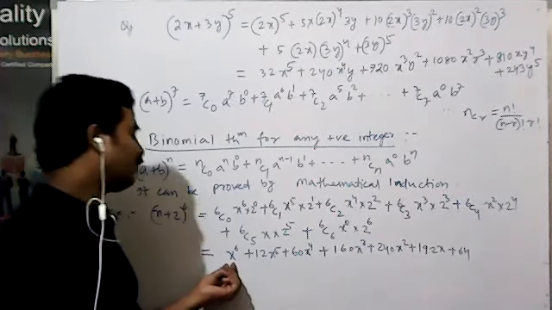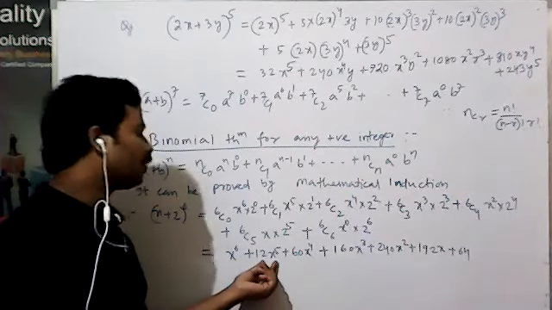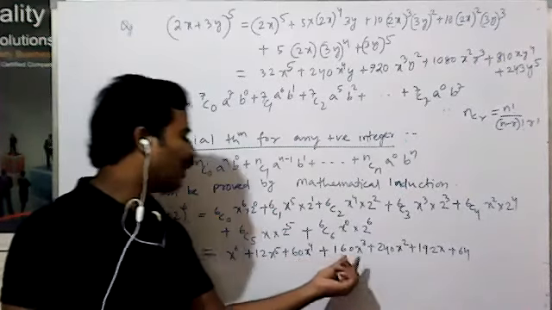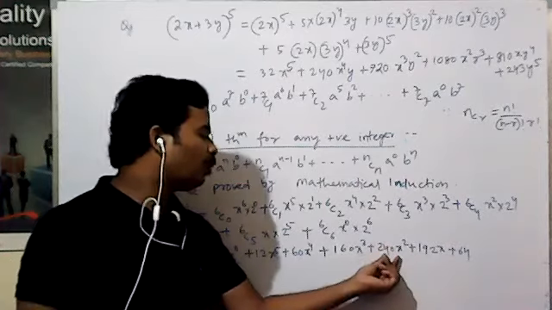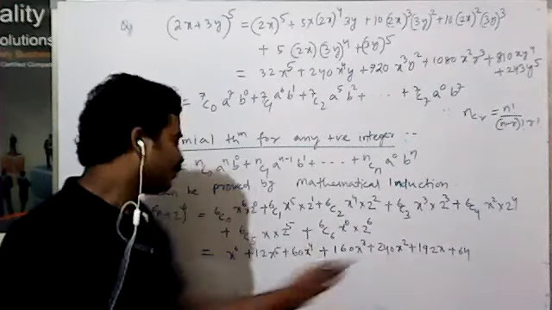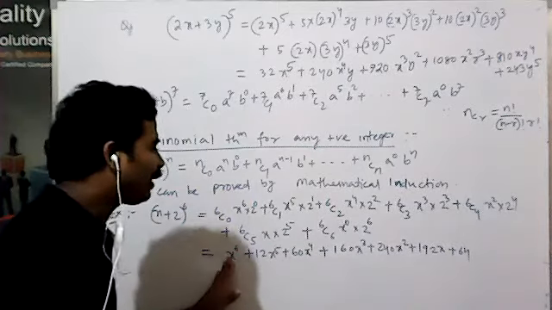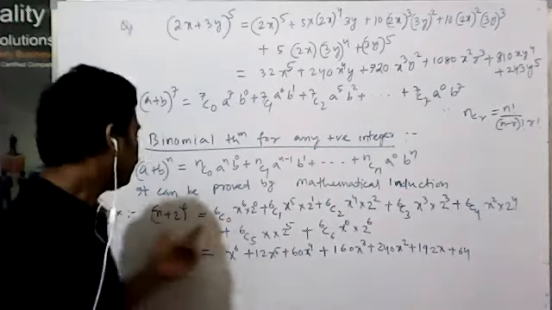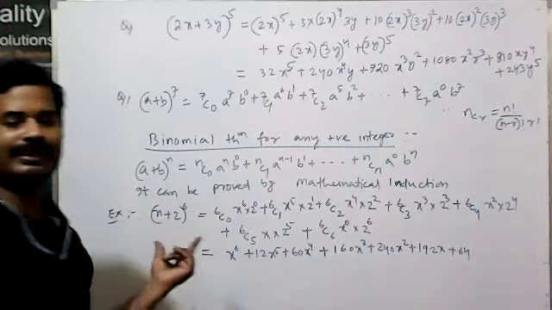Means x^6 + 12x^5 + 60x^4 + 160x^3 + 240x^2 + 192x + 64. That means here after the expansion the value comes. This is a simple example that is given.